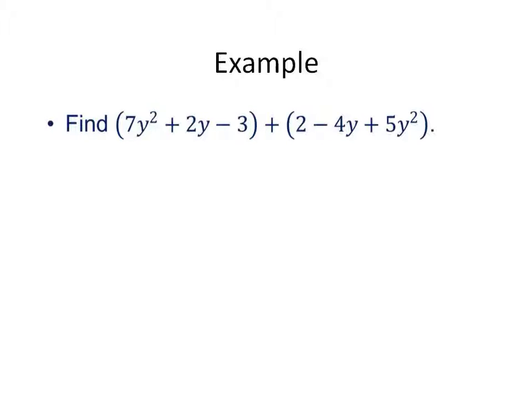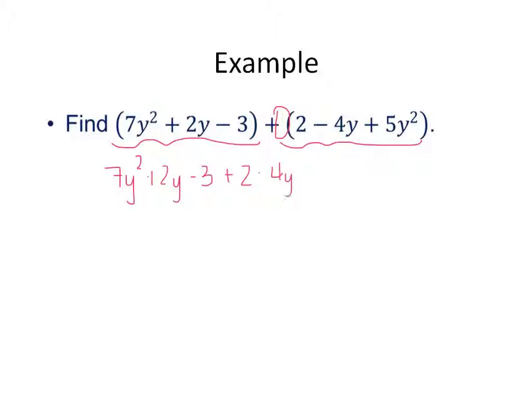So here we go, we have 7y squared plus 2y minus 3. We have that trinomial plus the trinomial 2 minus 4y plus 5y squared. Now the parentheses are really only there to tell you, hey, you have this trinomial plus this trinomial. If there's nothing outside the parentheses, then the parentheses don't really stand for any other purpose other than to signify trinomials. So this would be the same problem of just 7y squared plus 2y minus 3 plus 2 minus 4y plus 5y squared. And what we want to do from that is combine like terms.